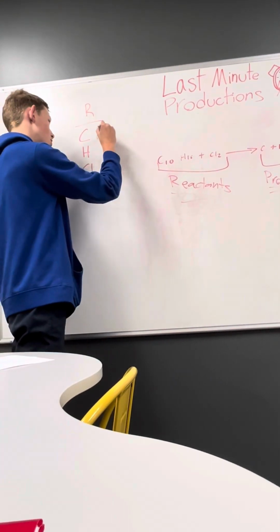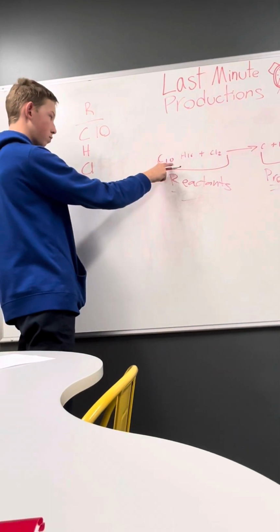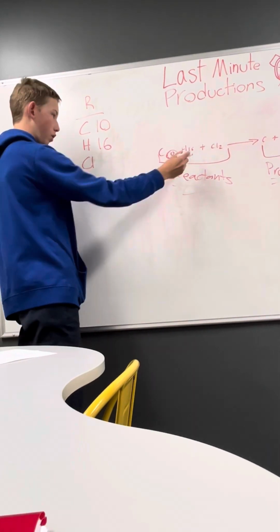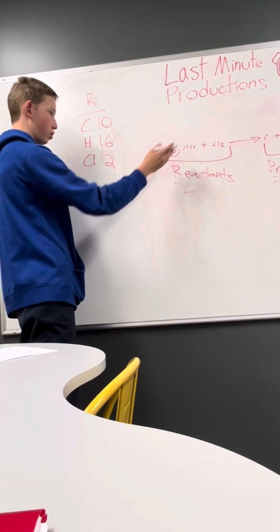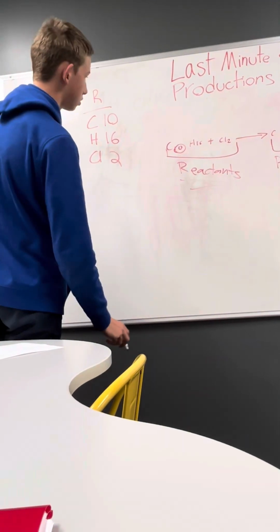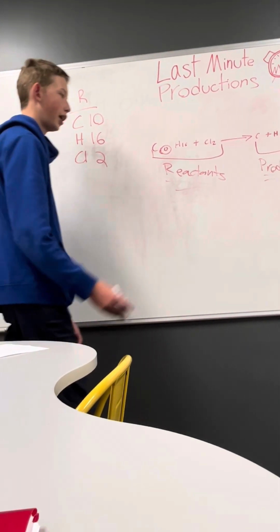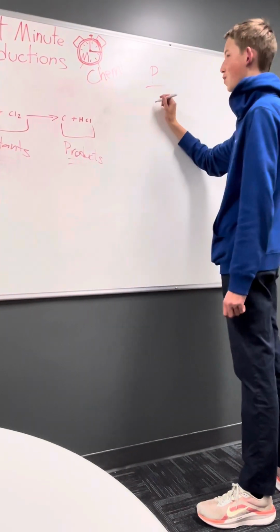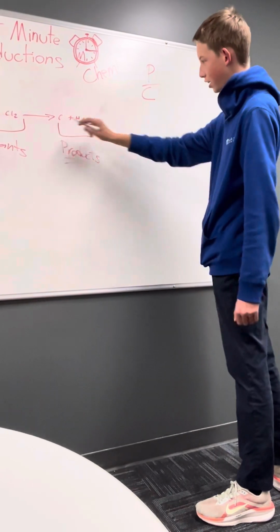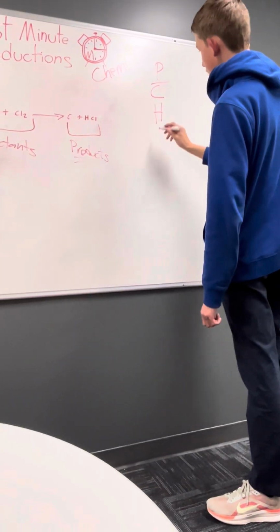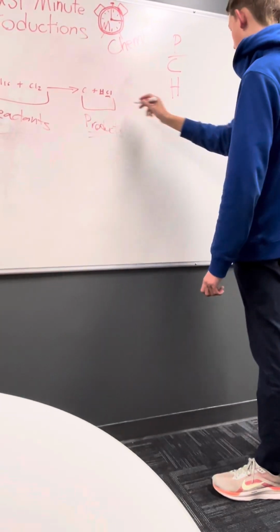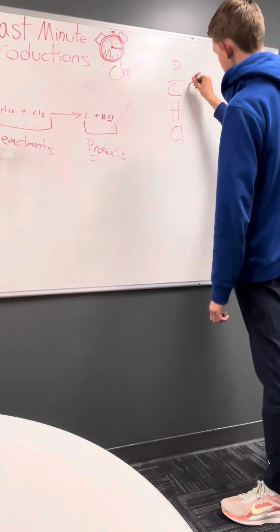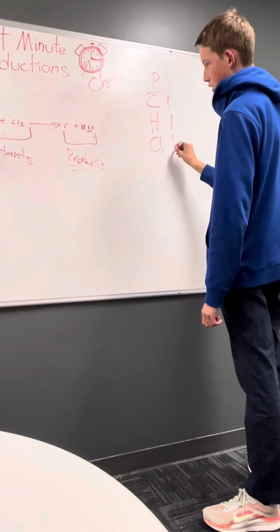We have 10 carbon right here, as you can see. We have 16 hydrogen, and we have 2 chlorine. Now, we need our products. I'll put a P up here for products. Over here, we have our carbon, our hydrogen, and our chlorine. These are not connected. We have 1 carbon, 1 hydrogen, and 1 chlorine.